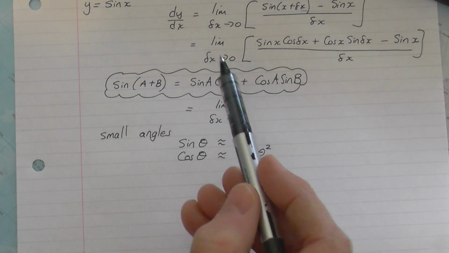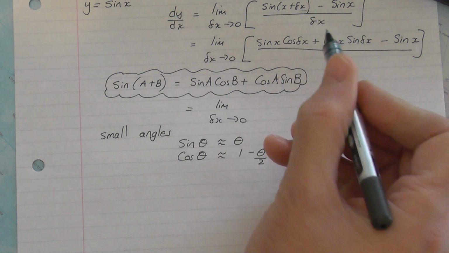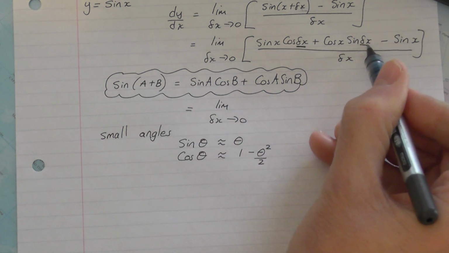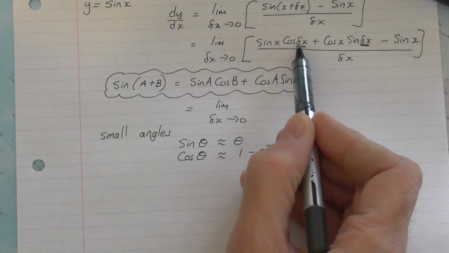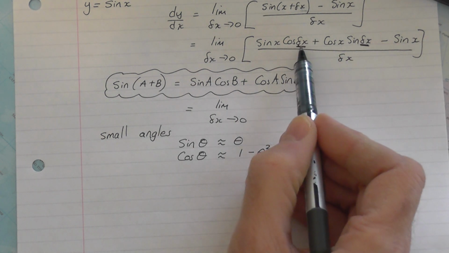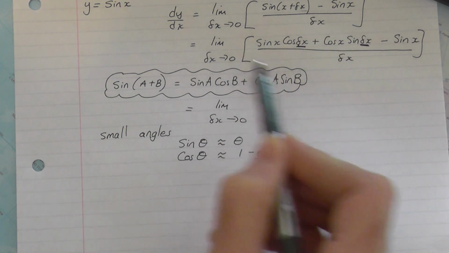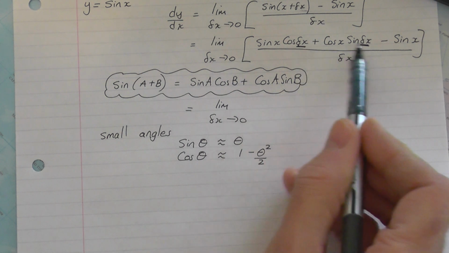Now, ultimately, the delta x, which is what I'm going to deal with here and here, which is now an angle, is going to shrink to nothing. So this cos delta x and this sine delta x will have angles in radians, because we're dealing with radians, plus they're going to shrink to nothing, so they're going to become extremely small.